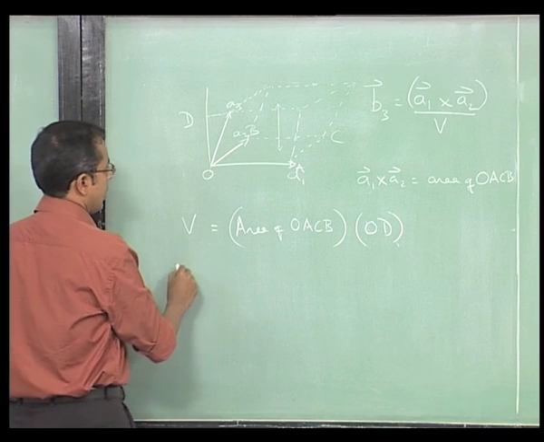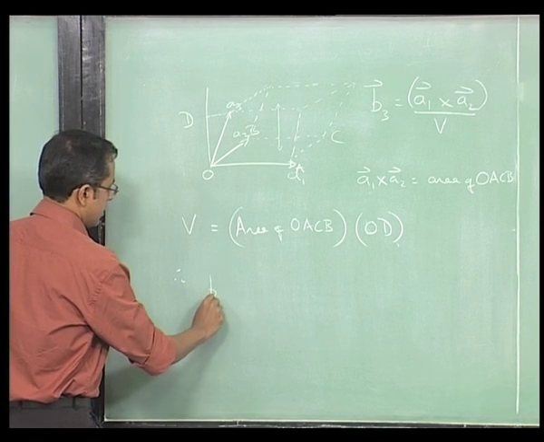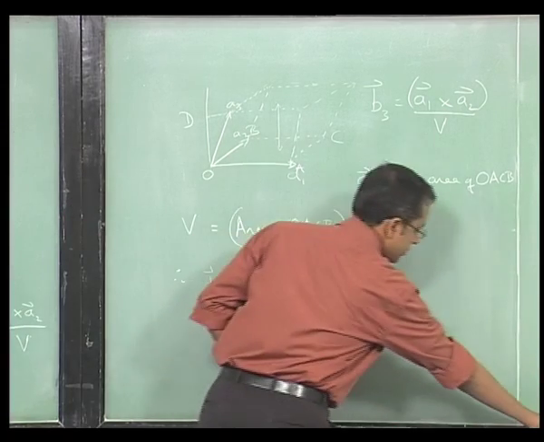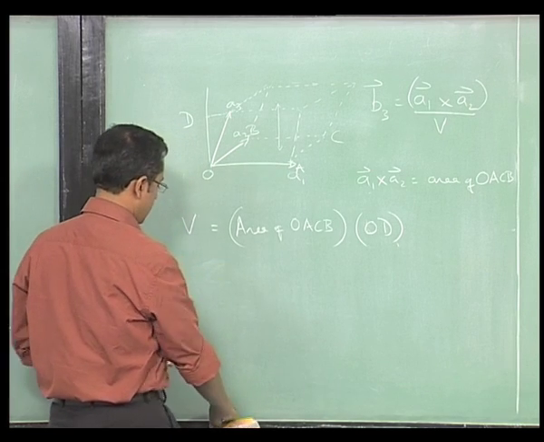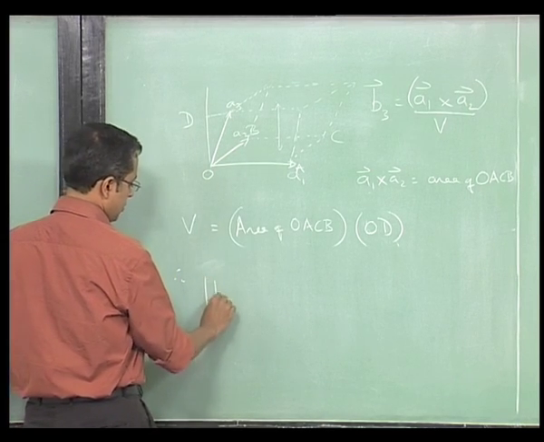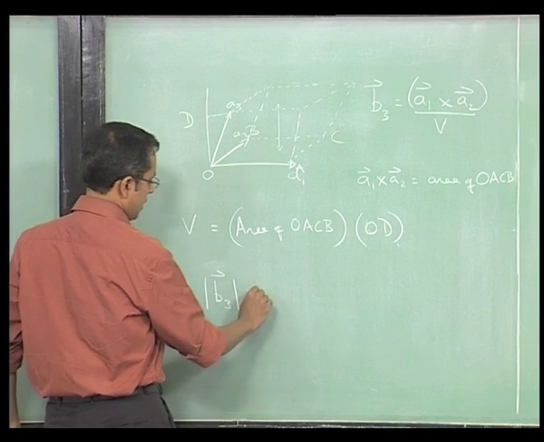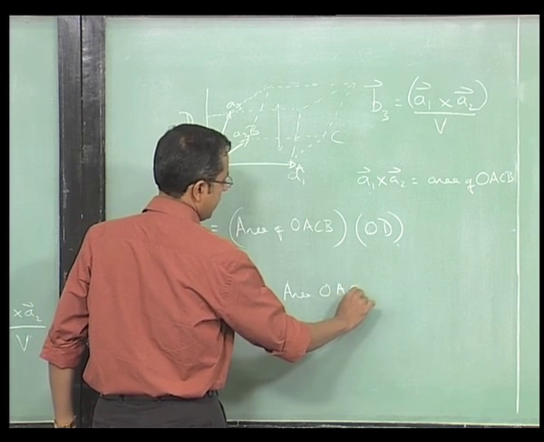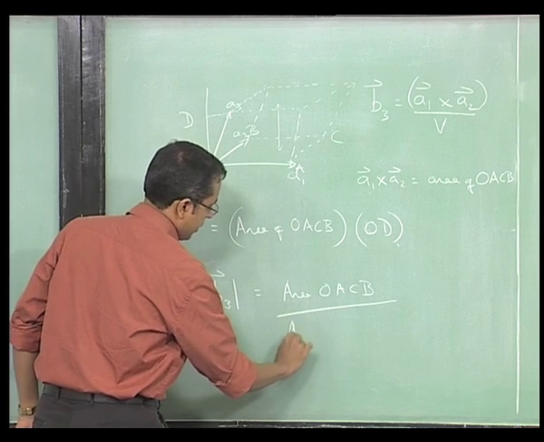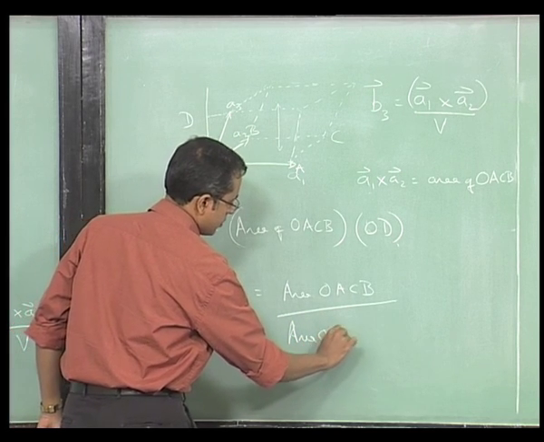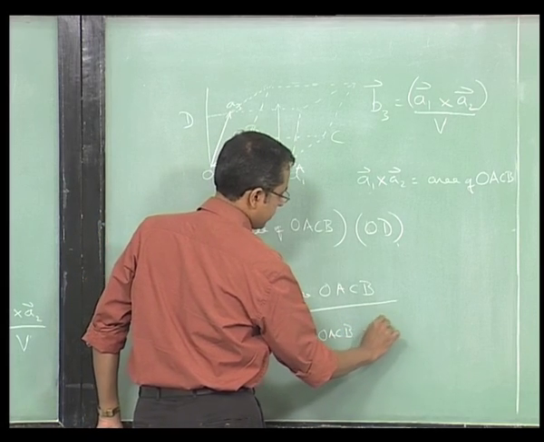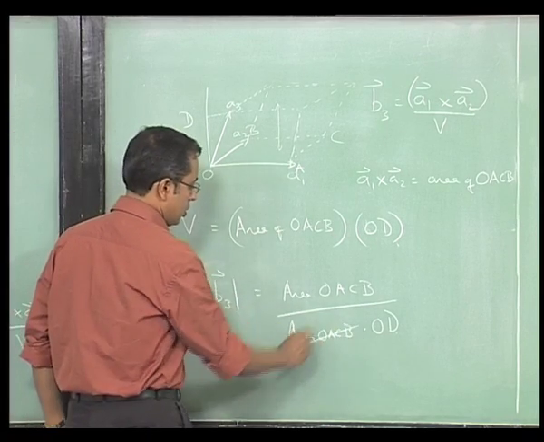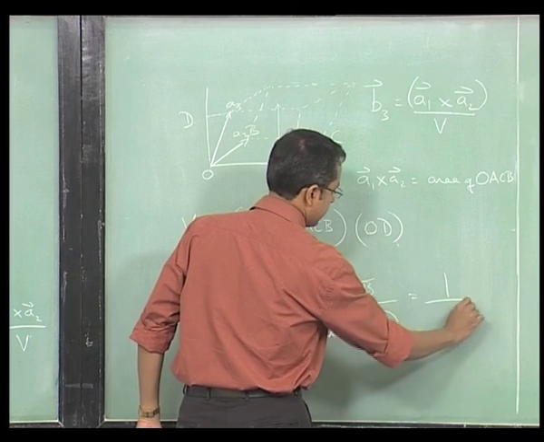So therefore, the modulus of B3 is area OACB divided by area OACB times OD. That is what the modulus of B3 is. These two will cancel out, so it is simply 1 by OD.